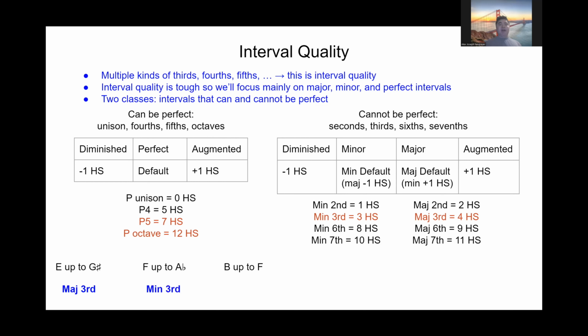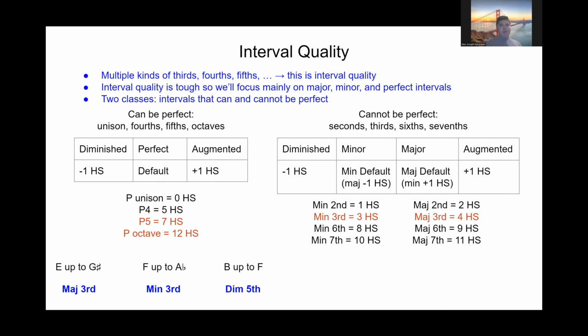How about B up to F? B, C, D, E, F. It's a fifth, but what kind of fifth is it? How many half steps? B to C is 1 half step, to C sharp is 2, D is 3, D sharp 4, E 5, F 6. Now you notice that a perfect fifth is 7 half steps, not 6. So this must be a diminished fifth because it's 1 half step smaller than the perfect fifth.